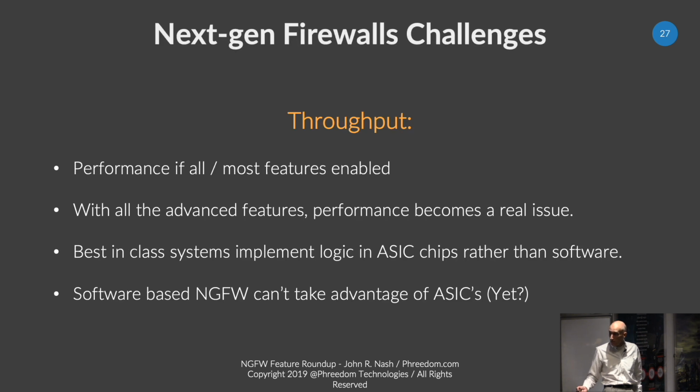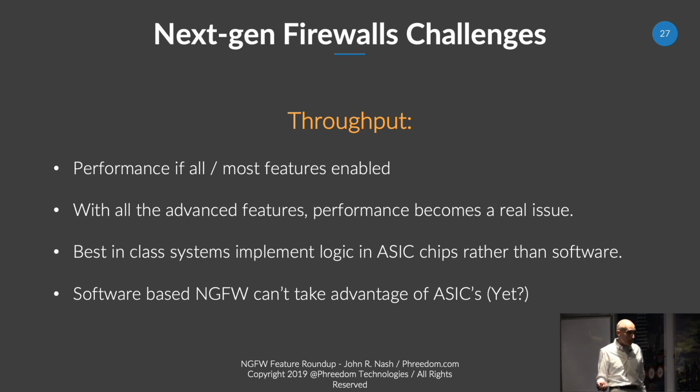Throughput. Everything we listed there takes a lot of CPU, a lot of power, a lot of algorithms doing all that. So if you turn everything on your firewall and it's doing everything in software and not using ASIC-based hardware to accelerate those operations, you're going to bring it to its knees in pretty short order. So performance becomes a real issue. Best-in-class systems implement logic or ASIC chips rather than software. ASIC is basically, instead of the software, it's put on a chip, which is much faster. And software-based next-generation firewalls can't take advantage of ASICs.